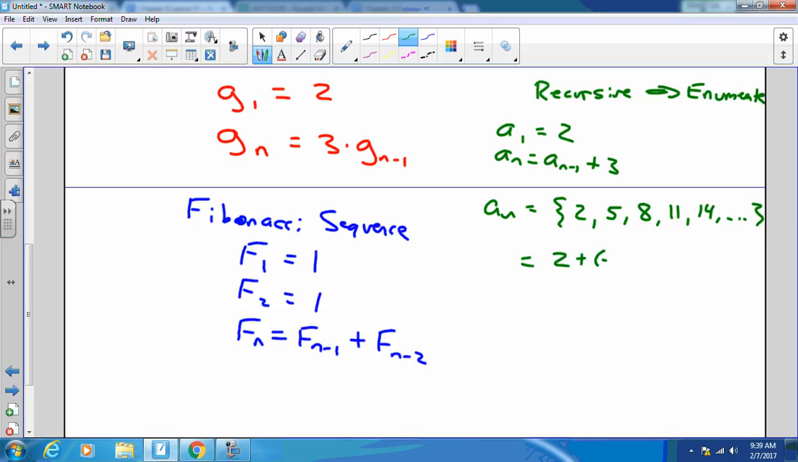So because it is arithmetic, I can immediately say that its closed form is 2 plus n minus 1 times 3. That's a little bit off, but I'm going to write it as 3 times n minus 1. Does this make sense to everybody? How we go from the recursive form to the enumerated form, and if you recognize a special sequence, then you can also write a closed form.